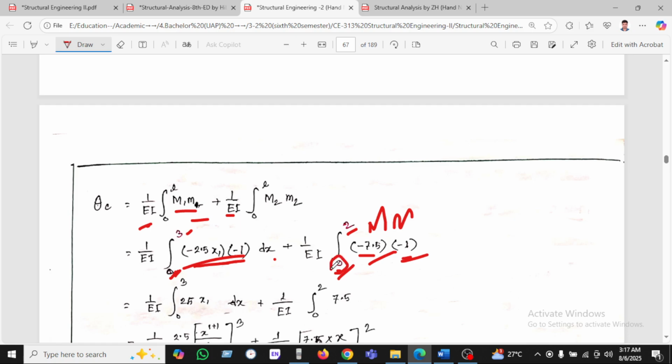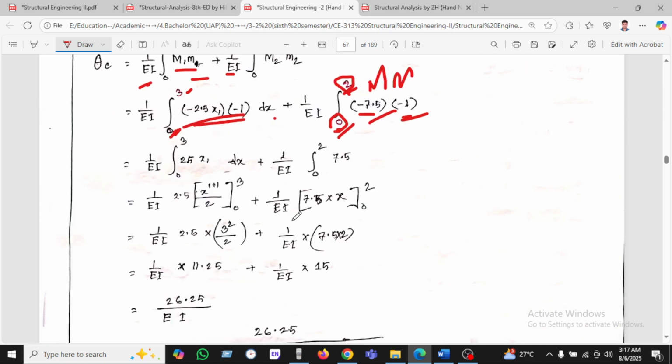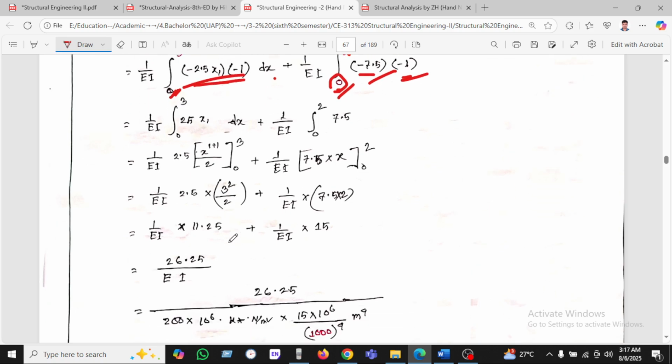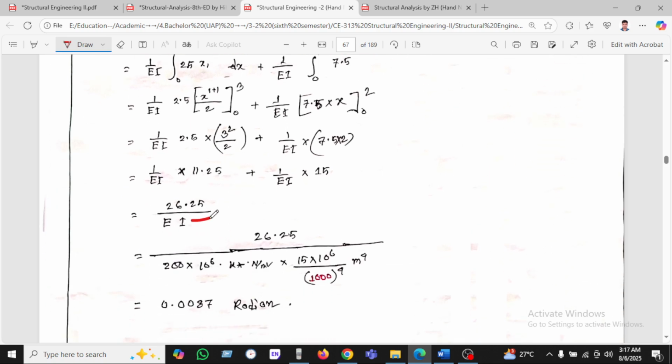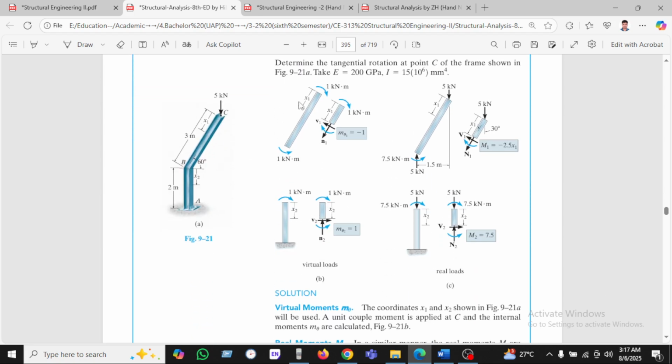And why the 0 to 2 limit? Because the length given is only 2 meters. Okay, so now we are calculating as it is and finding this value, which is 26 EI, which gives 0.0087 radian. So it is also taken from the book.